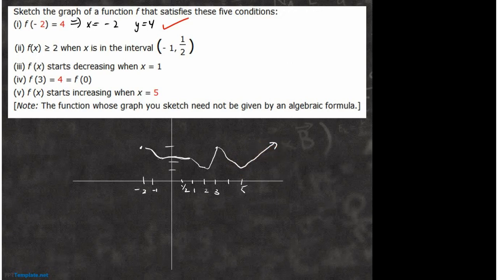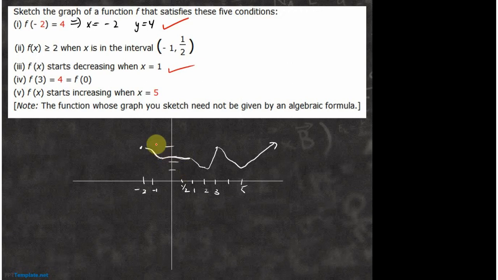Just draw exactly what they're telling you to draw. And it doesn't really matter what you do around the areas where they haven't given you information. You just make it decrease when x is 1. So I did that. I made it go down when x is 1. I made f at 3 to be 4.